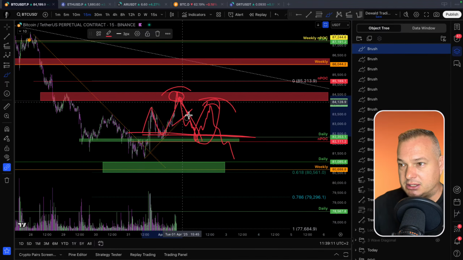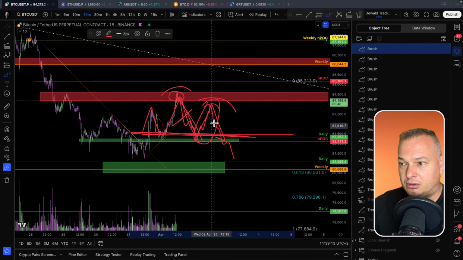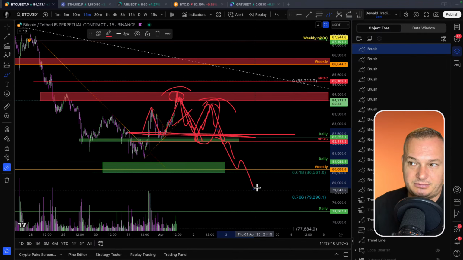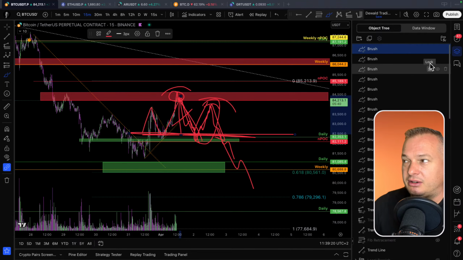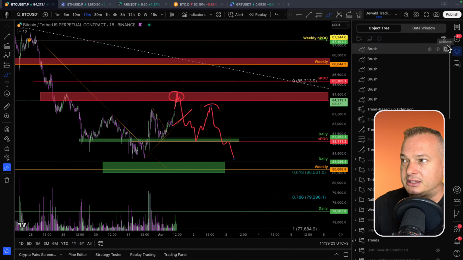And then you also have that, guess what? You have a head and shoulders. You lose the neckline, you break down. Okay. And then you have your measured move, right? You can see how the pattern fits into these scenarios as well, depending on how they play out.